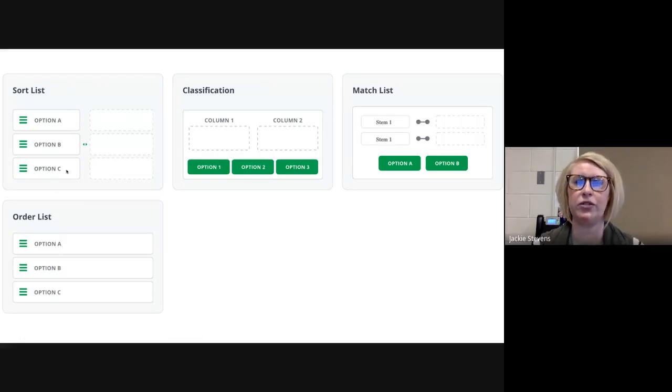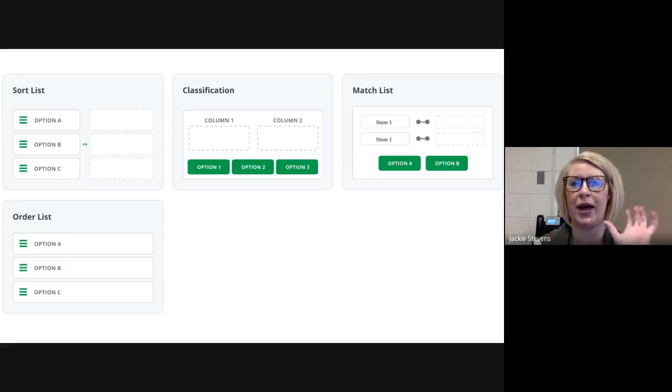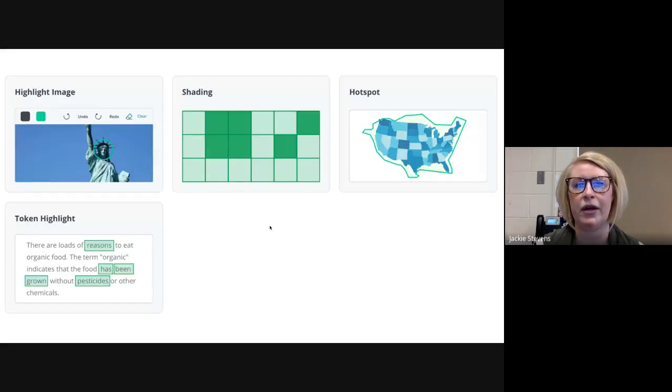Sorting, so if you want students to put something in order, they drag and drop them into the correct order. Classification, so if you have two different columns, like maybe if you're assessing this is true, this is false, this is a correct sentence with no errors, this sentence has errors in grammatical structure, you could have columns like that. Matching, of course, I showed you an example of.